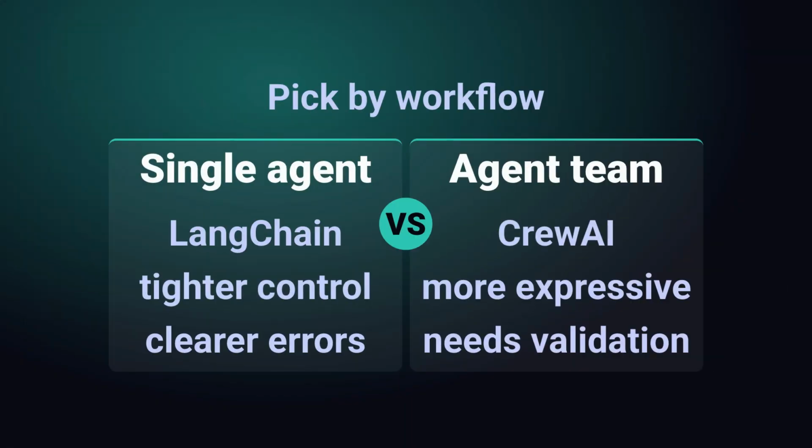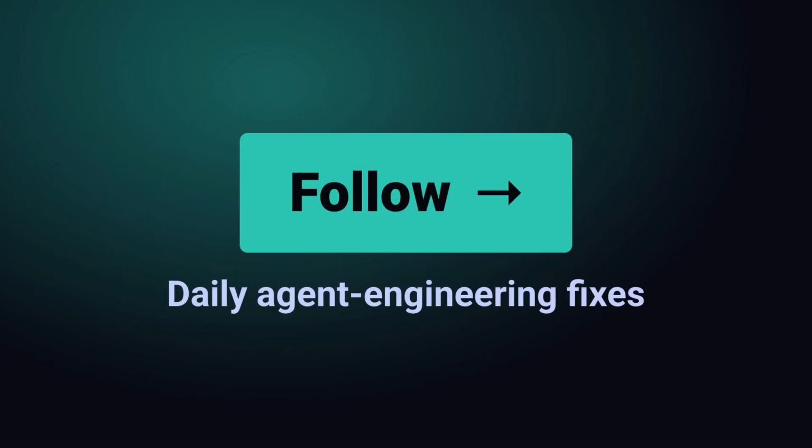So which one wins? If your workflow is a single agent making tool calls, LangChain's explicit schemas give you tighter control and clearer errors. If you're orchestrating a team of agents, CrewAI is more expressive but demands stronger validation to stop failures from cascading. Either way, the framework is not your safety net. Your adapter layer, your contract tests, and your loud failures are. Build those, and changing APIs become a Tuesday, not a nightmare.